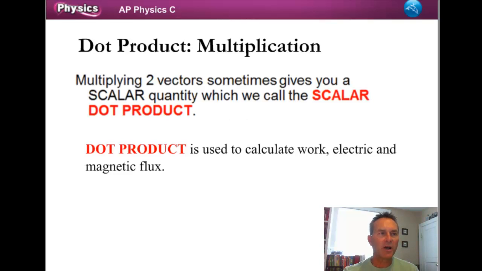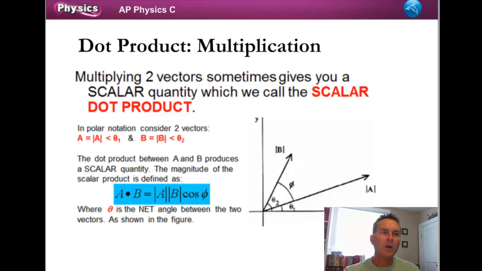First thing, let's talk about the dot product. When you multiply two vectors, sometimes you get a scalar quantity. When we do this, it's called the dot product or the scalar dot product. The dot product is used to calculate work, electric and magnetic flux, in which you do not create a vector. They're just a scalar quantity. When you multiply two vectors, again, you get what's called the scalar dot product.